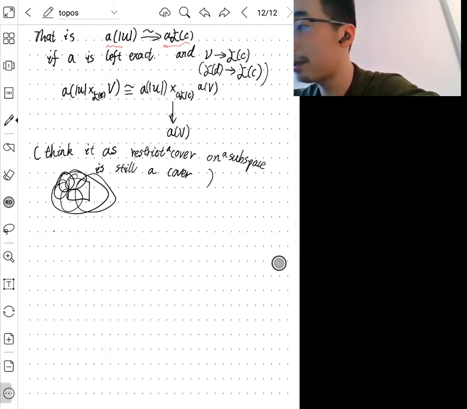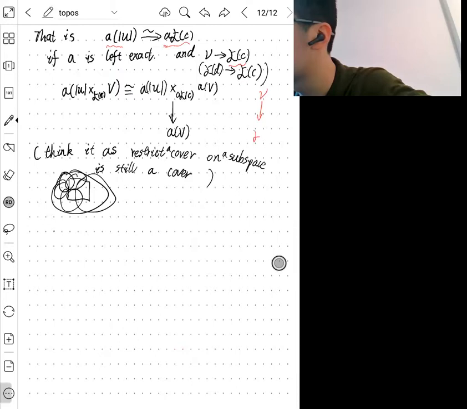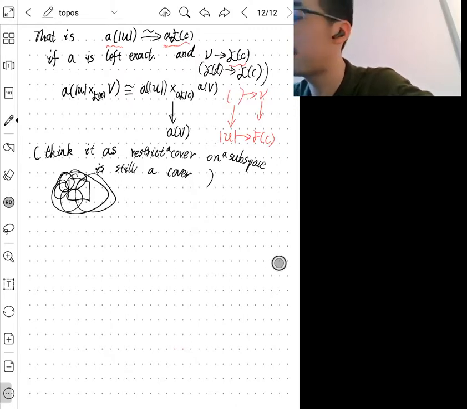So that is to say, for any object over this C, and so this coordinate, maybe I write it more explicitly. There is a coordinate of these two objects, but if A is left exact, it means it commutes with coordinate. So this thing is again isomorphic to the unit of C. So this is again isomorphic to AV.